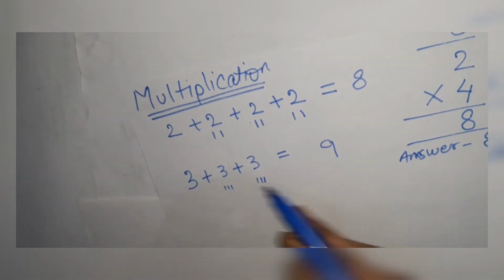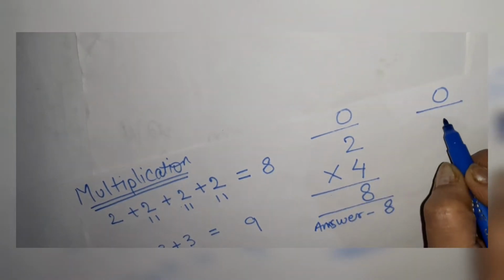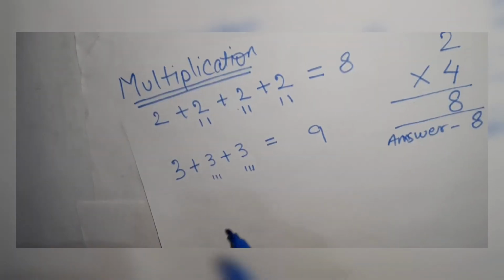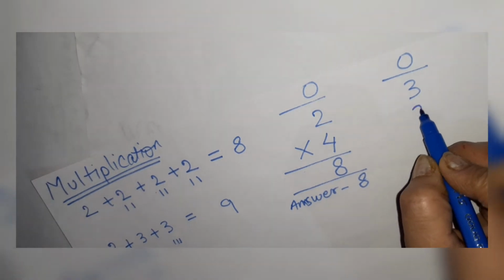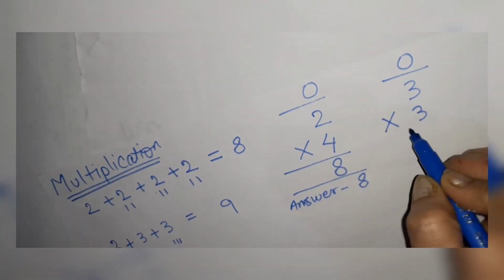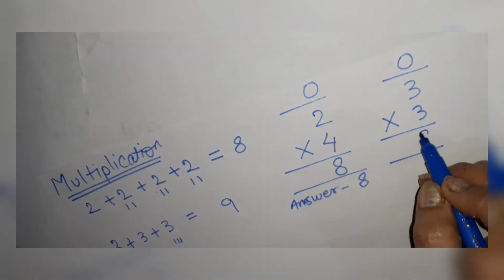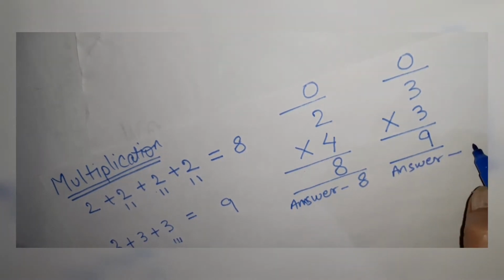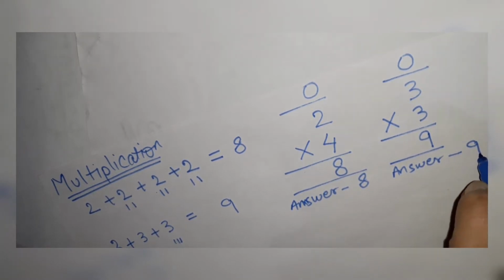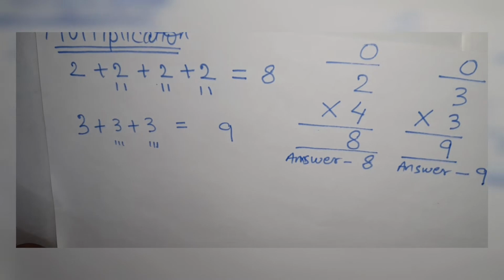So what do I do? I will write 3 here. This is the ones place. How many times 3? 1, 2, 3. Three times. So again I write 3 below this, put a multiply sign, and then you start multiplying. Three 3's are 9. So the answer is, always write the answer in full, then you will create the habit. The answer is 9. So this way we need not count 3, 3, 3 or 2, 2, 2 again and again.